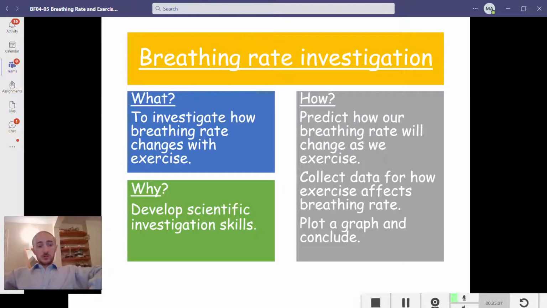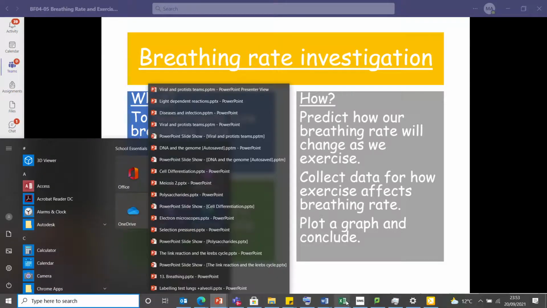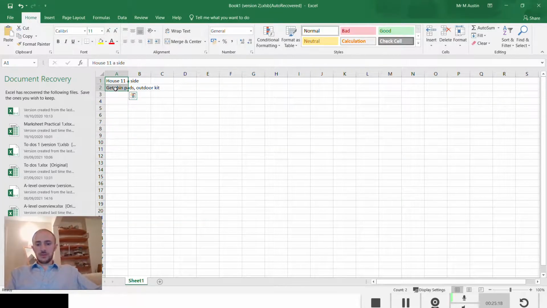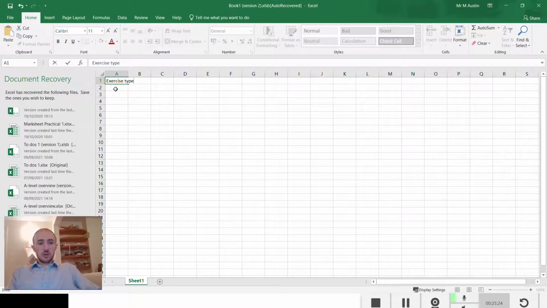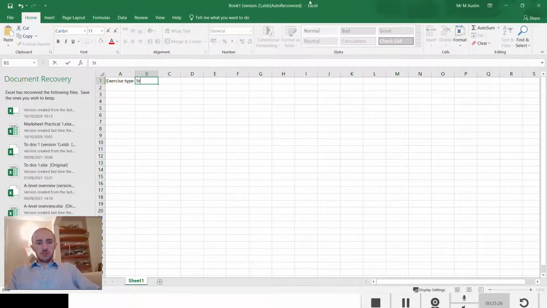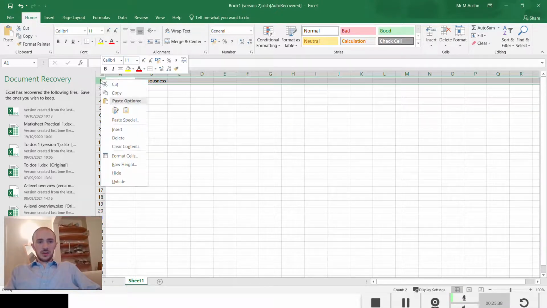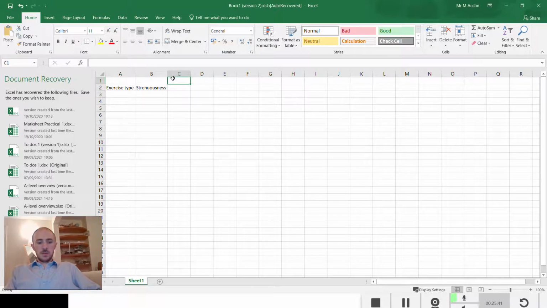Right, so hopefully you've got your method and your results table. Now let me show you what the results table should look like. So I'm going to pull up my own little Excel spreadsheet, let's say. Something like that. So the results table is going to look like exercise type is your first column, followed by strenuousness. Then you're going to have to stick a row in here, but you could just write it above. Breathing rate for each repeat.